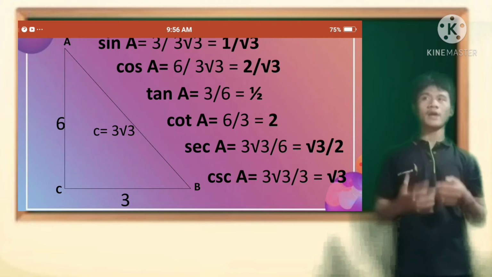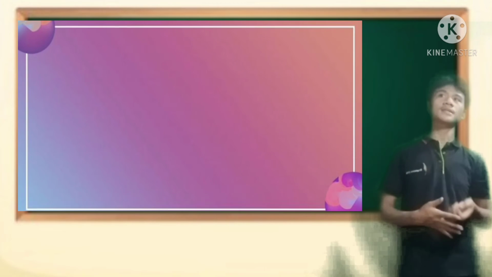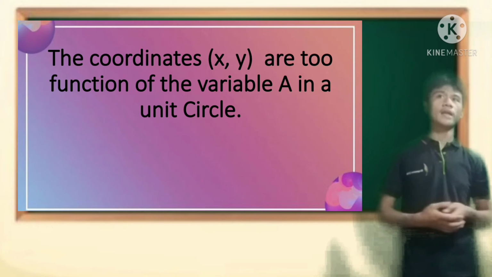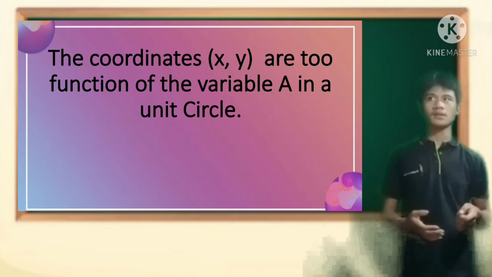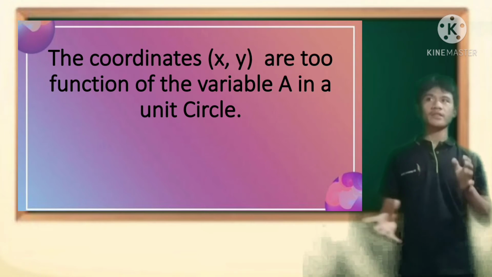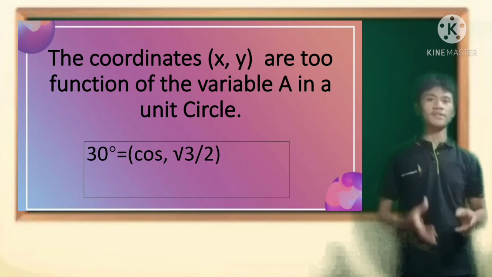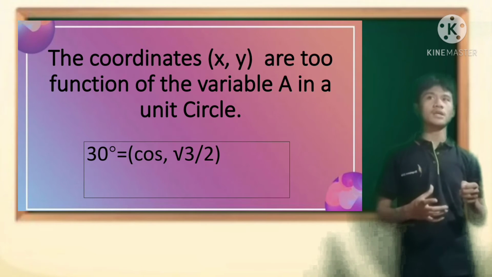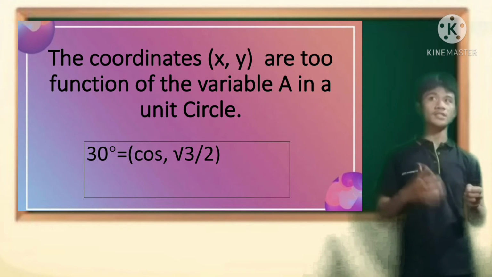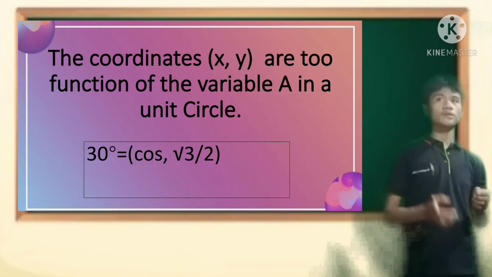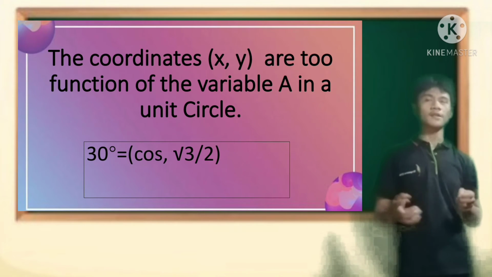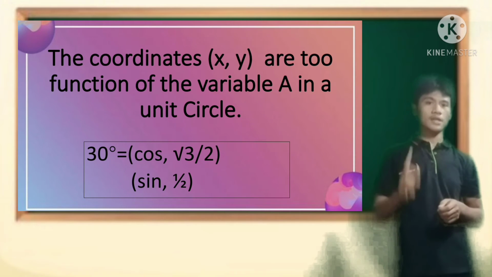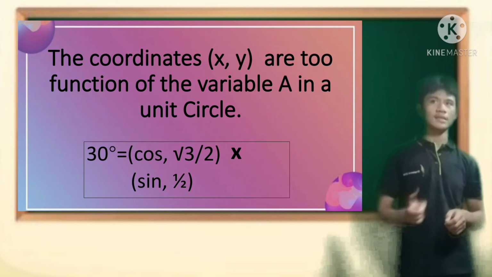So for now, let's proceed. The coordinates x and y are two functions of the variable a in a unit circle. So recall the points of 30 degrees: cos 30 degrees is equal to square root of 3 over 2, and sin 30 degrees is equal to 1/2, since cos is our x and sin is our y.